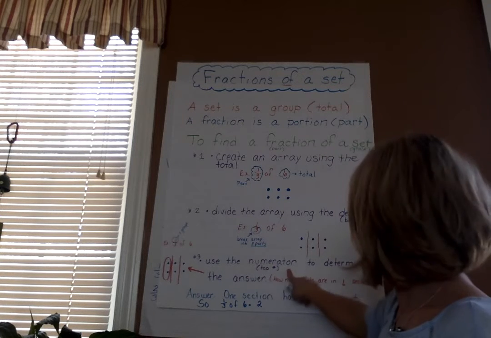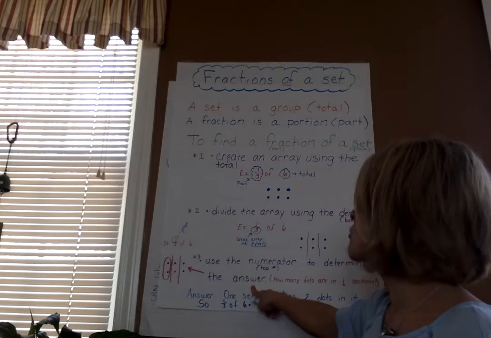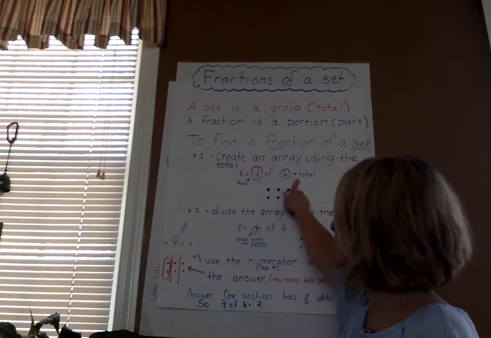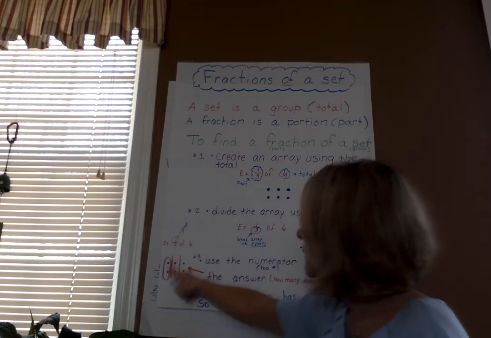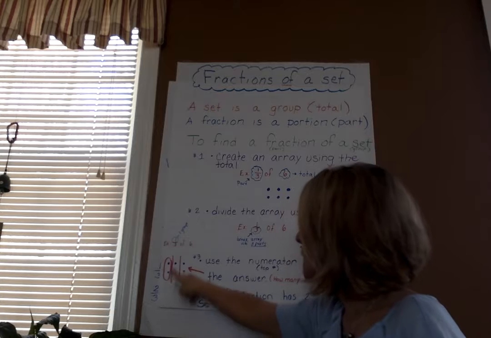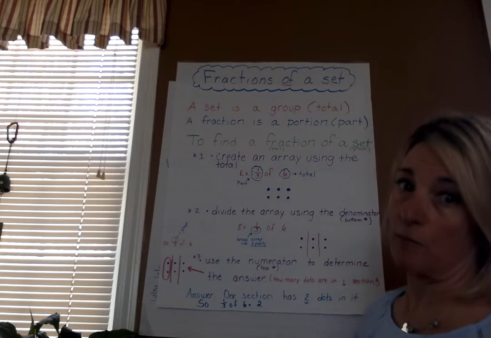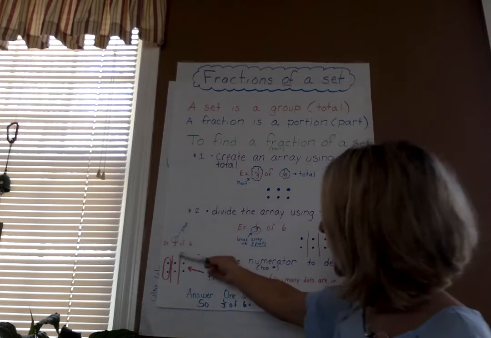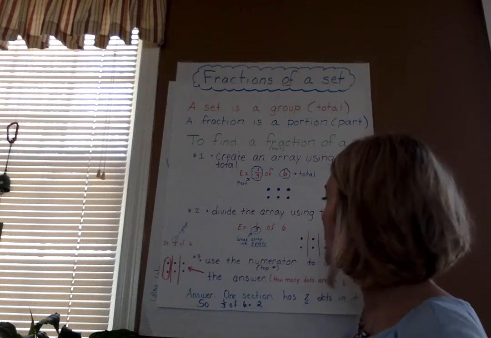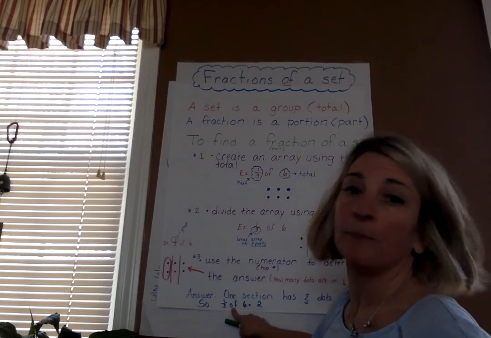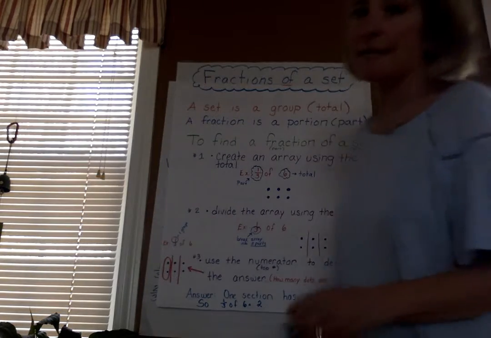So now I have to use the numerator, which is the top number, to help me come up with the answer. So if I want to know what 1/3 of 6 is, 1 is my numerator. If I broke this up into my first group, how many dots are in one of the groups? So if I count them, I see that there's 2 dots in that first group. So I know that 1/3 of 6 equals 2. So that's pretty basic stuff.